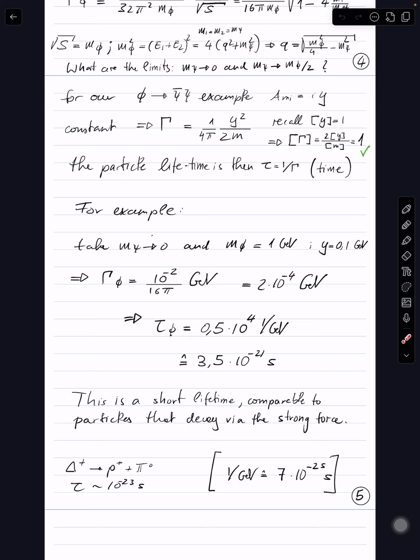That's it for today, and next time we're going to talk about scattering processes and how to connect them with quantum mechanical amplitudes.